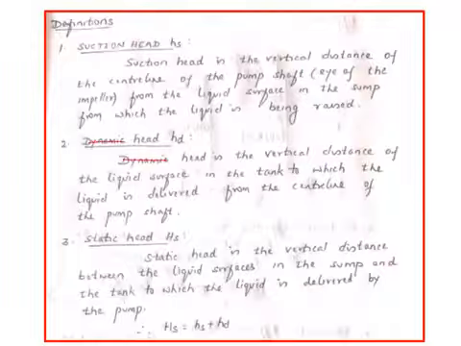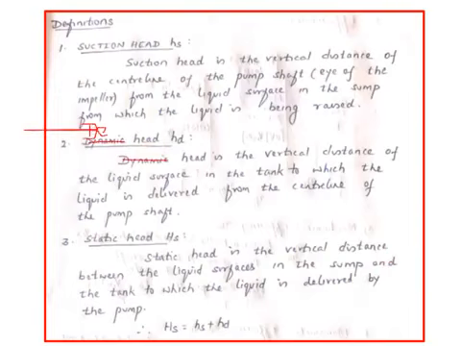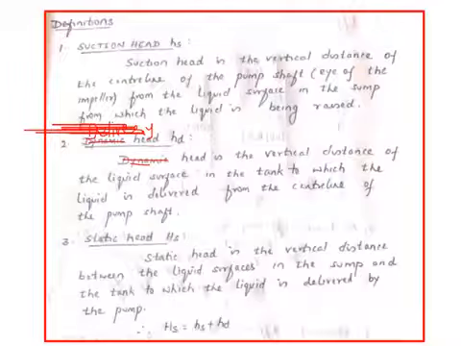So this is the delivery head, as shown. The delivery head is the vertical distance from the eye of the impeller to the liquid surface in the tank. Then the static head is always the sum of the suction head and the delivery head.